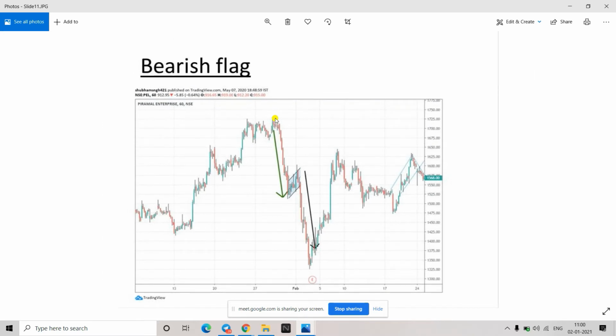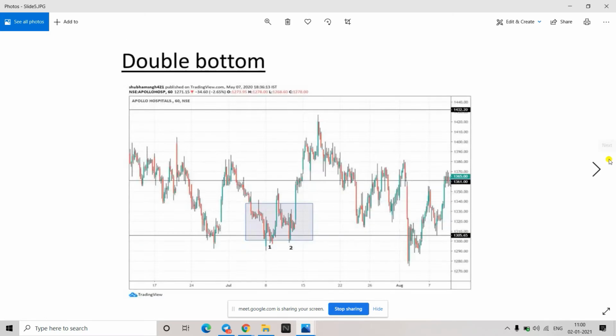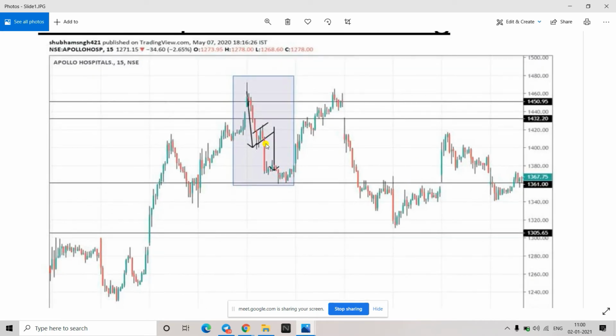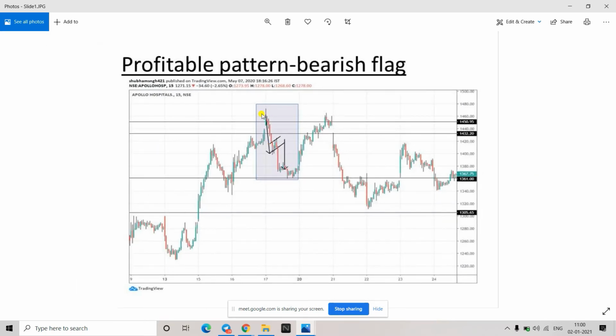I'll just show you few more examples. This is again one more example of the flag pattern. Price has fallen sharply and then small consolidation here before again a big move. So this is again a flag kind of pattern which has gone down. So this was bearish flag. Bullish flag I'll show you on the charts when we go and see it on the chart. That time I'll show you a few bullish flags.